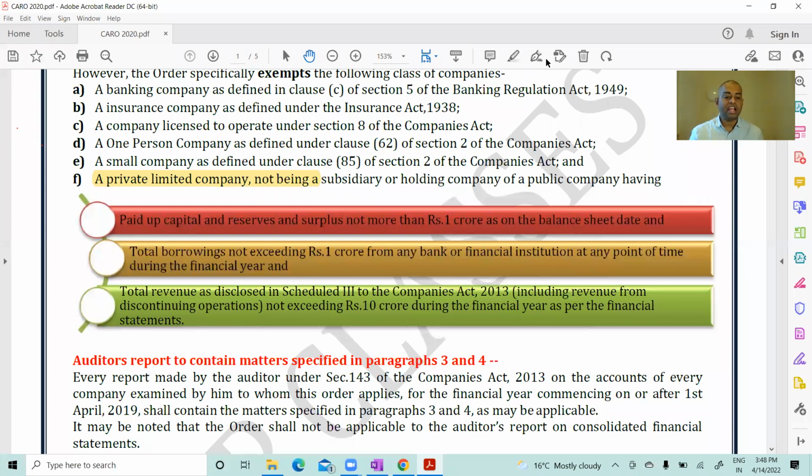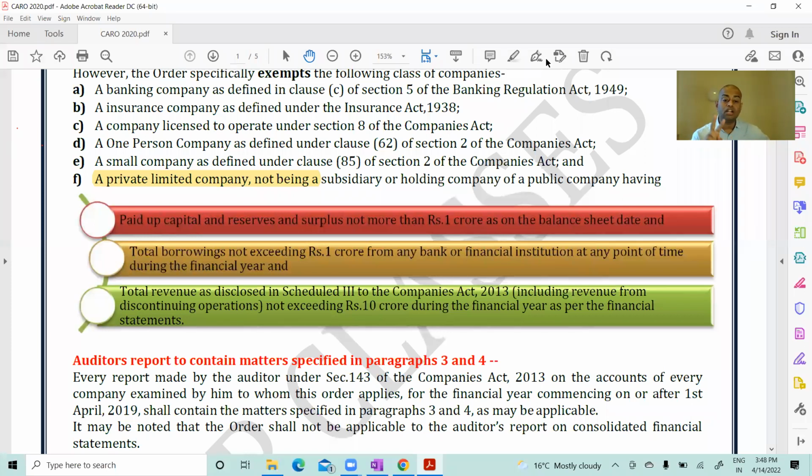So take pen and paper, guys, and write down. If you are a private limited company, not being a subsidiary or holding company of a public limited company, you have three conditions. One, your paid up capital and reserves must not be more than 1 crore. It can maximum be 1 crore. It cannot be more than 1 crore. That means 1 crore 1 rupee. If your paid up capital and reserves is 1 crore 1 rupee, welcome to CARO.